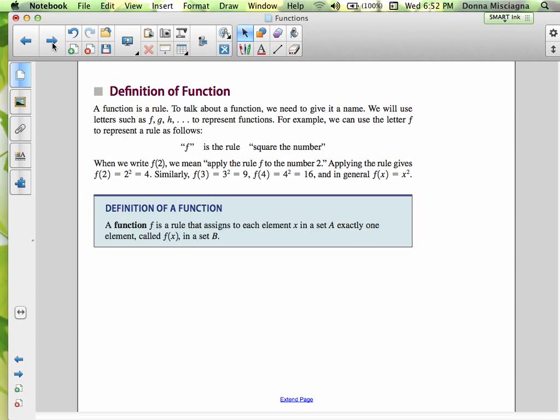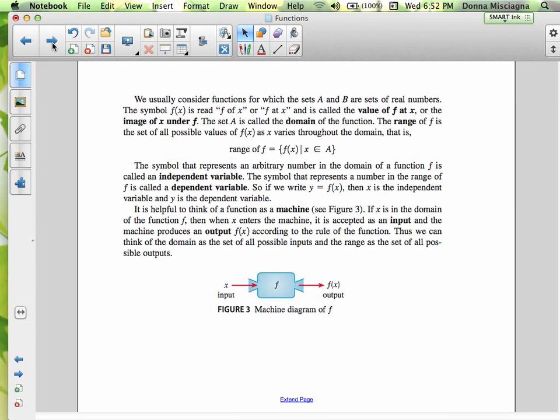So the definition: a function f is a rule that assigns to each element x in a set A exactly one element, called f of x, in a set B. So in other words, every element in your input is matched to one and only one element in your output. We usually consider functions for which sets A and B are sets of real numbers. Right? So we are going to be working with real numbers here.